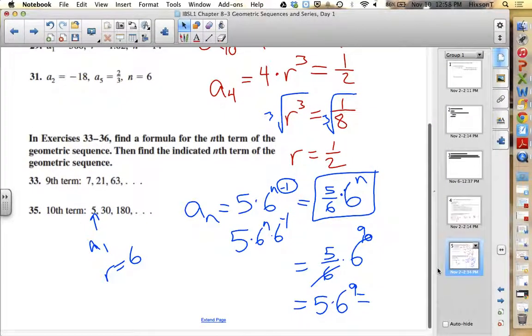Alright, are there any questions here on any of the homework? You guys all good with this? It's relatively basic stuff, but alright, good.